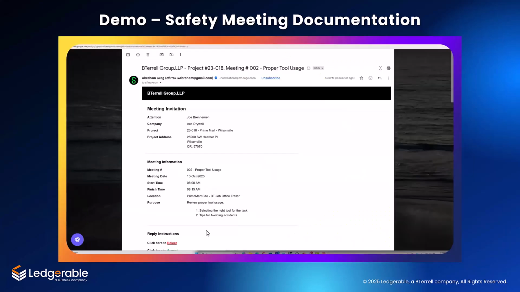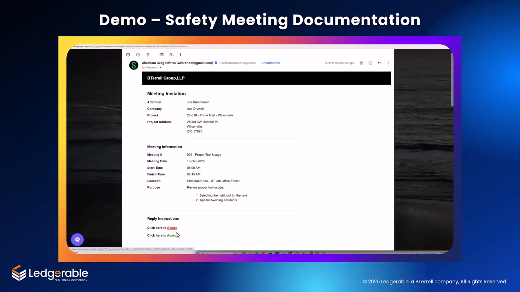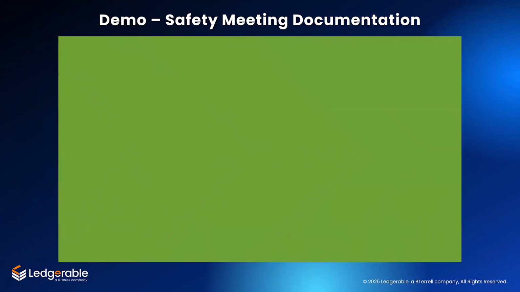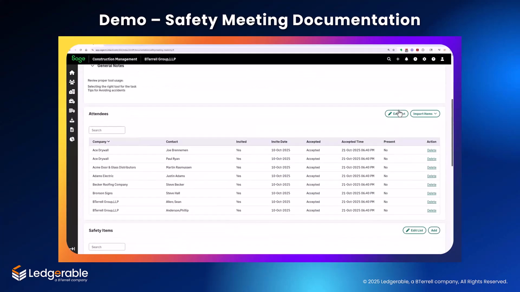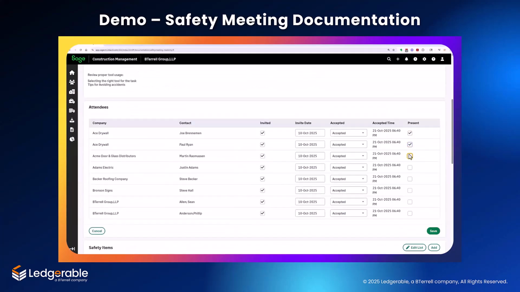So that's been sent now, and this is an example of what that email looks like. They can either reply that they will or will not attend. And the accepted column then will be updated accordingly. Once the meeting starts, however, they might begin with a roll call that identifies who's present and who's not.